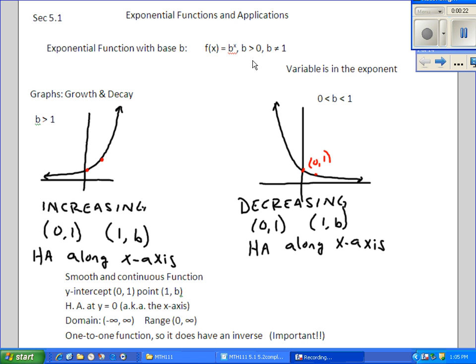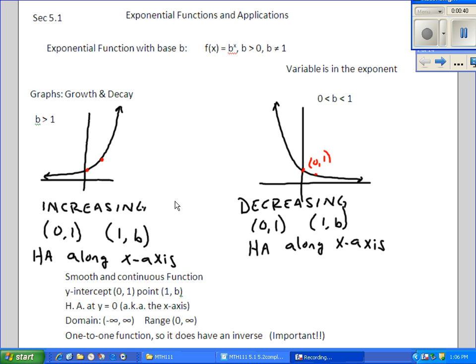It has to be greater than 0, but not 1. So any positive number except 1. We can break exponential functions down into two different types, what we call growth and decay functions. If the base of the exponent is larger than 1, we get the growth function. It's increasing as you look at it from left to right.